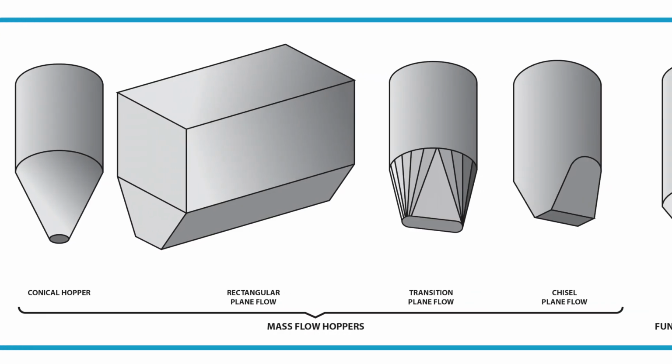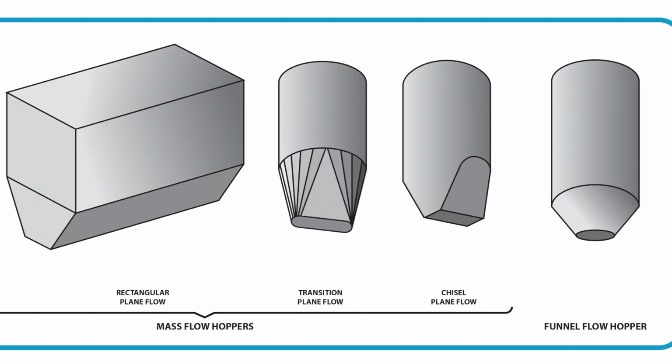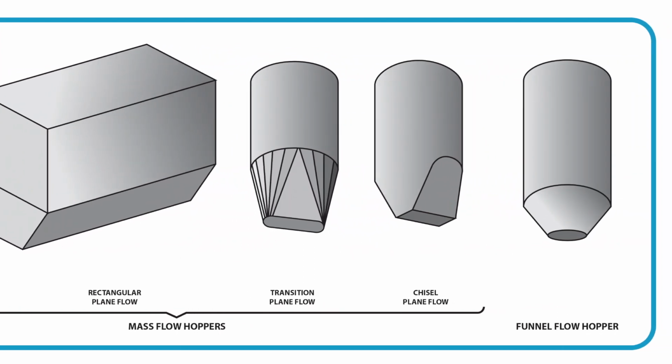Now, the bridging dimension for a particular bulk solid is determined by a number of factors. A critical one is the shape of the bin. And there are a variety of bin shapes out there. Plane flow, conical, transition, chisel. These are just a few examples. And this bridging dimension varies from shape to shape. Ultimately, the bridging dimension is determined through a bench scale test, the shear test.